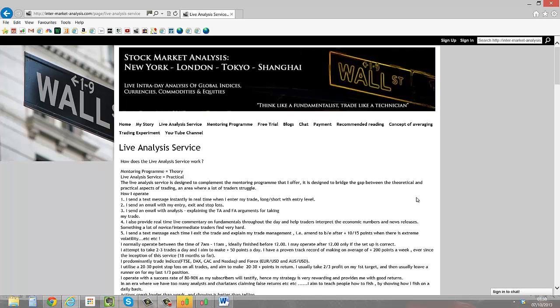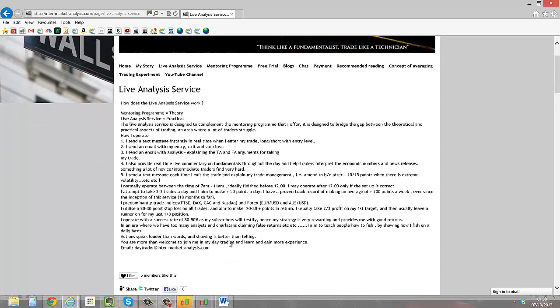I average almost 200 points a week, trading mainly European indices. I tend to trade the Nasdaq as well, the US index, and mainly I tend to trade the Euro and the Aussie.